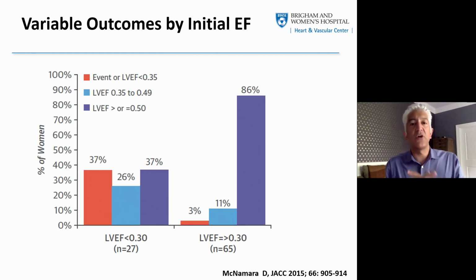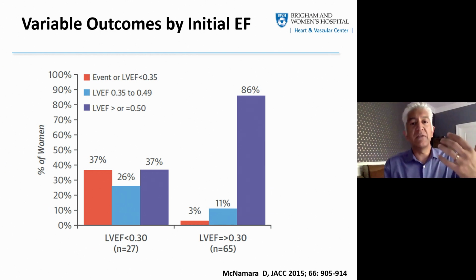I want to just draw your attention to this data from Dennis McNamara, which really suggests that the EF at the time of presentation tells you a lot about the likelihood of subsequent recovery, and outcomes are clearly much worse in those with severe LV dysfunction at their initial presentation. Outcomes tend to be a bit better, with a much higher proportion of recovery, in those with an EF of 30% at the time of presentation.